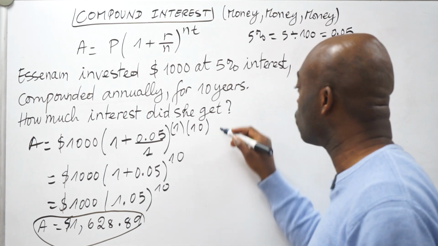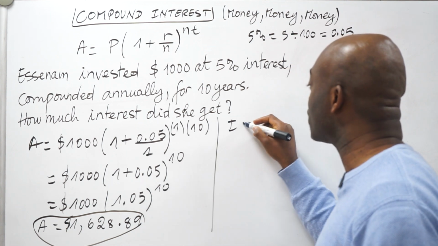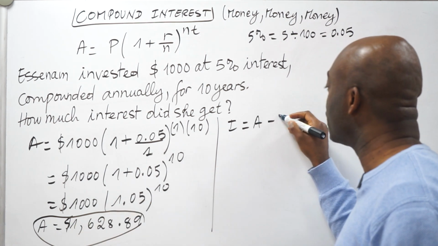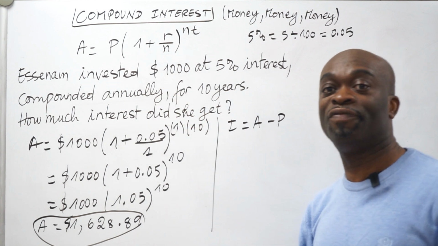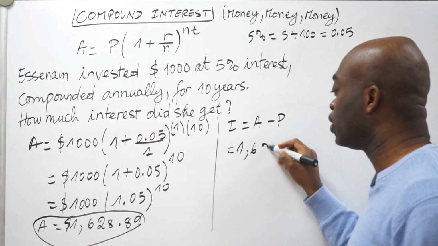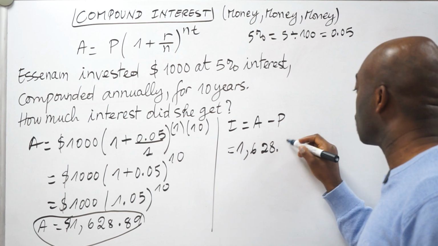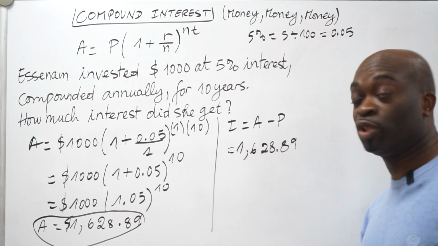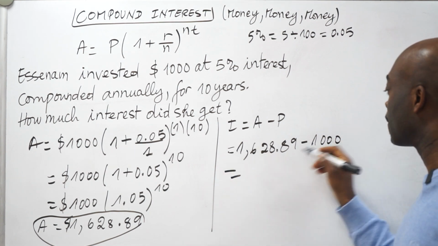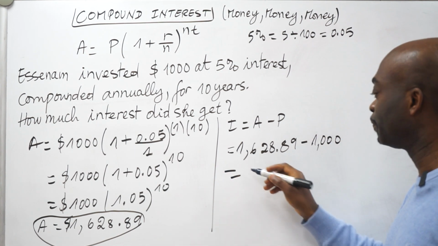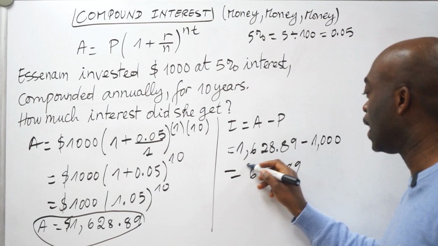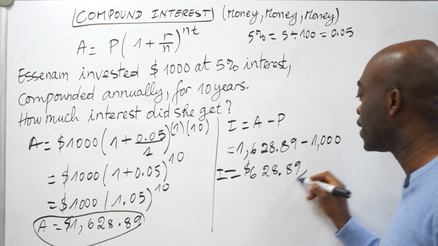So the interest is going to be equal to the amount minus the principal, that means the amount that we invested. So we're doing 1,628.89 minus 1,000. And what would that give us? That gives us $628.89, which is going to be the interest that we're looking for.